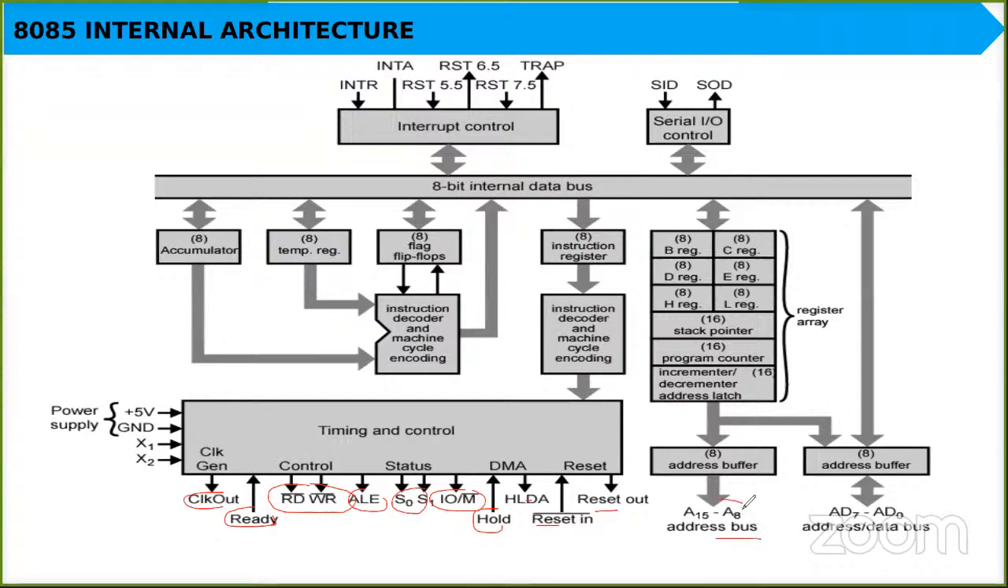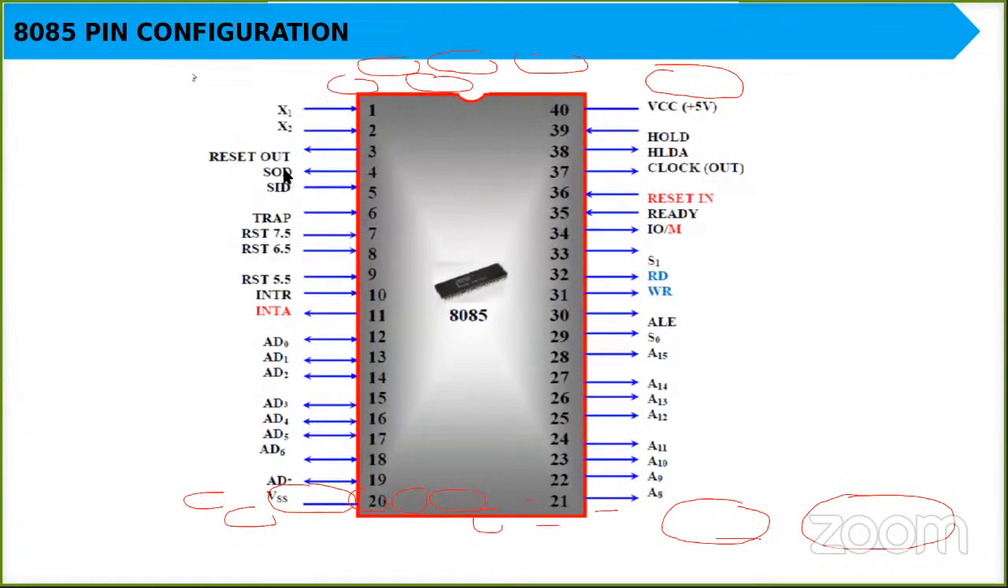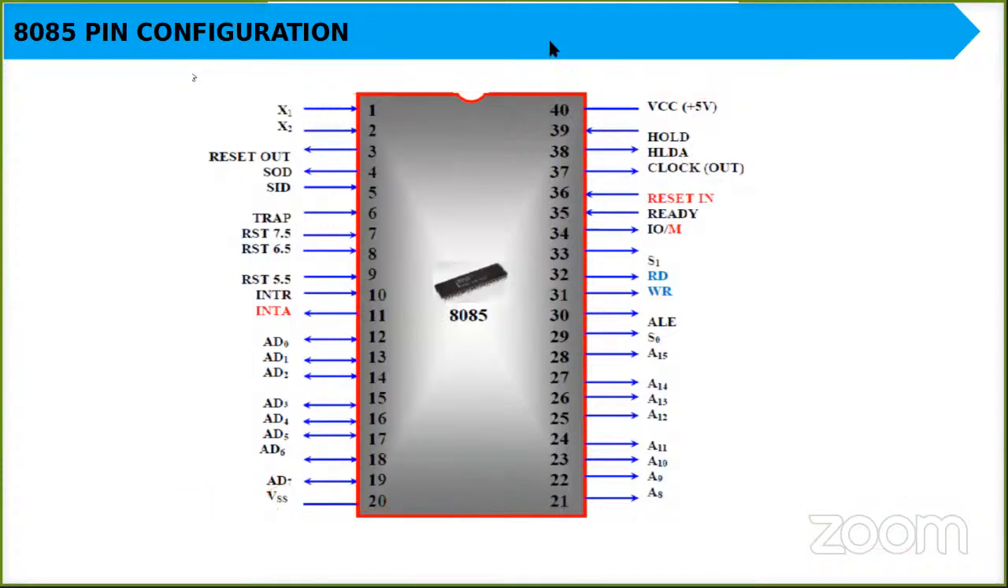Where did you see all these pins? You can see the address bus pins, and the data and address bus pins. You can see the SID and SOD pins, the TRAP pin, the INTR pin, INTA pin, RST 5.5 pin, RST 6.5 pin. So where are all these? These are all pins of your 8085 processor. Fine. You can see these pins which I am showing you on this slide. These pins of the 8085 are what you saw in the architecture.